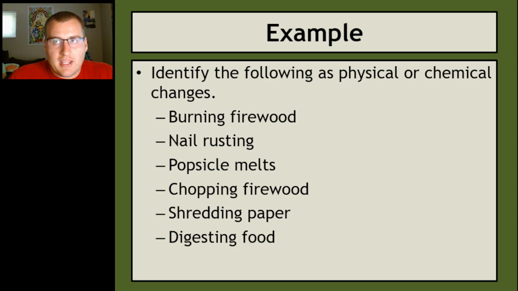Shredding paper, taking paper and ripping it, that's kind of the exact same thing as chopping firewood. You still have paper, it's just a different size. Digesting food, like we said, breaking apart complex sugars into simple ones is a chemical change.